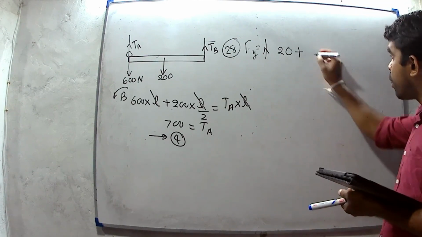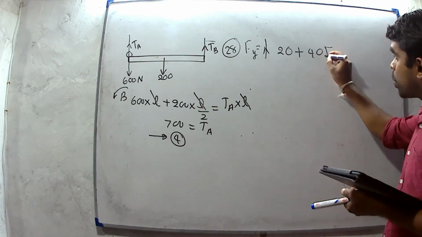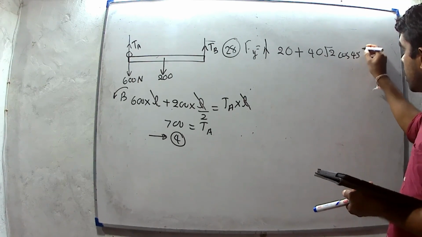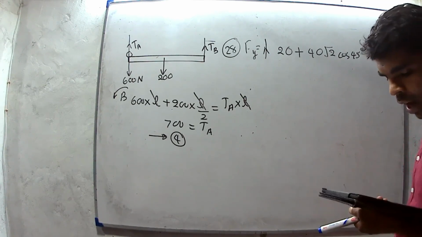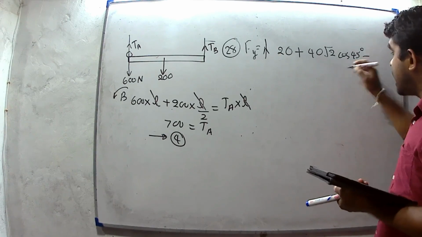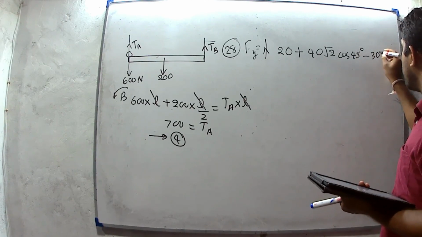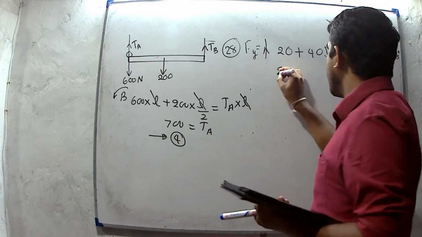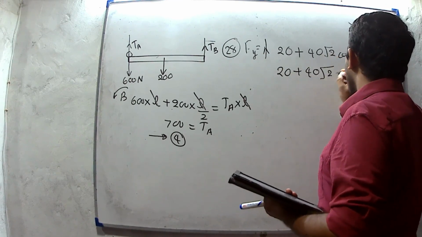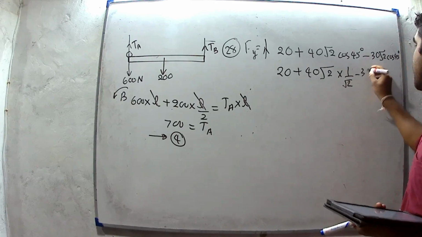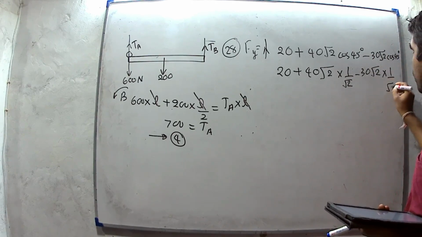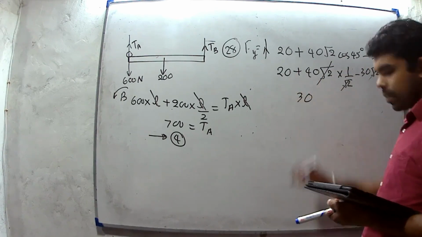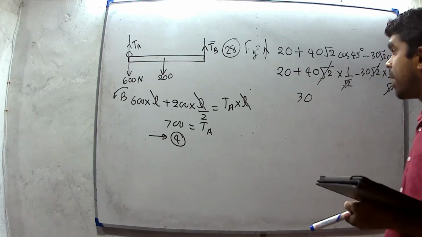And 40 root 2 cos 45 in upward direction. We know that cos 45 is 1 over root 2. I will substitute after the first step. And there is a downward force 30 root 2 again cos 45. Now we have to simplify. 20 plus 40 root 2 cos 45, which is 1 over root 2, minus 30 root 2 cos 45, which is 1 over root 2. 20 plus 40, 60, minus 30, 30. It is the vertical upward force.